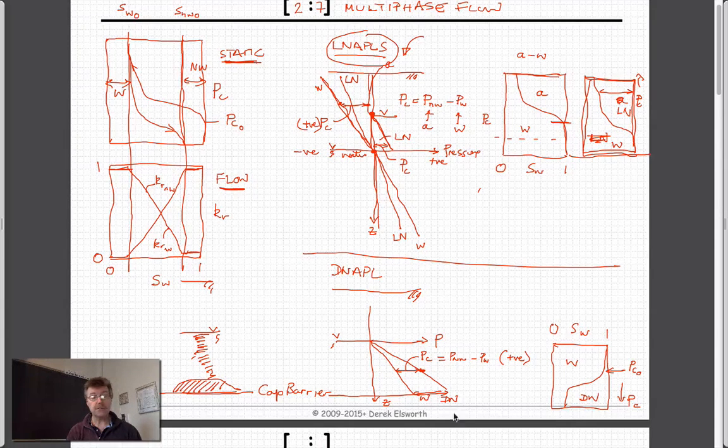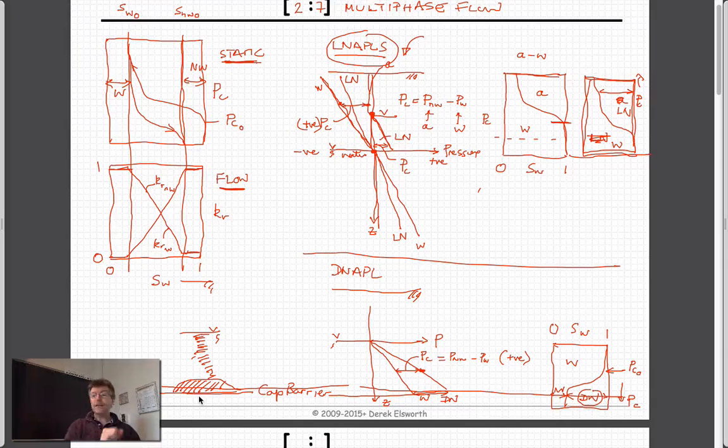And so if you drew a line across here, all the way across all these diagrams, then it's basically saying that the saturation of the NAPL is large and the saturation of the water is relatively small and perhaps irreducible. And so that basically defines what's going on.